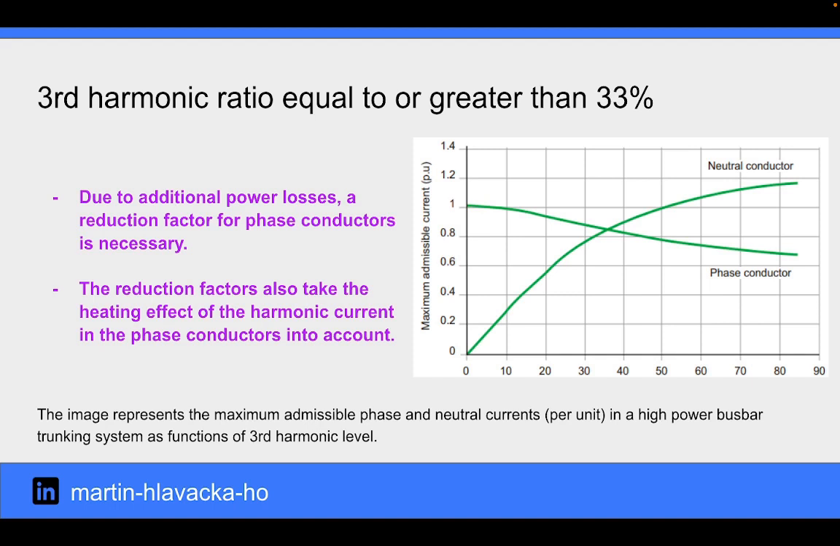The graph on this slide represents the maximum admissible phase and neutral currents per unit in a high-power busbar trunking as a function of the third harmonic level. Since additional power losses occur, a reduction factor for the phase conductors is necessary. This was already explained in the previous 4 slides. The reduction factors also take into account the heating effect of harmonic current in the phase conductors.